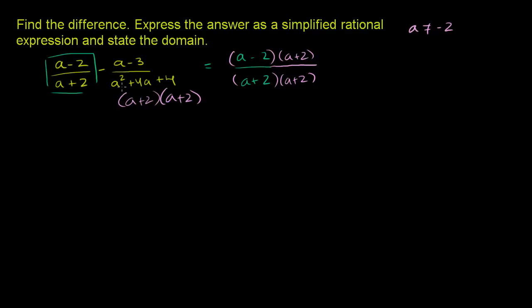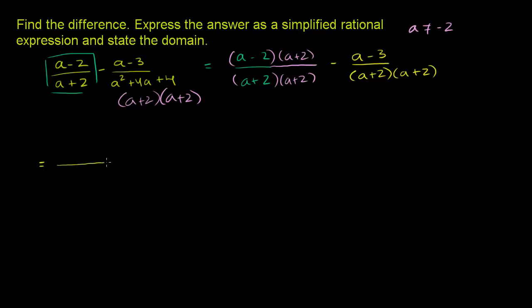And then the second term doesn't change because its denominator is already the common denominator. So minus a minus 3 over, and we could write it either as a plus 2 times a plus 2, or as this thing over here. Let's write it in the factored form. It'll make it easier to simplify later on. A plus 2 times a plus 2. And now, let's set this up like this.